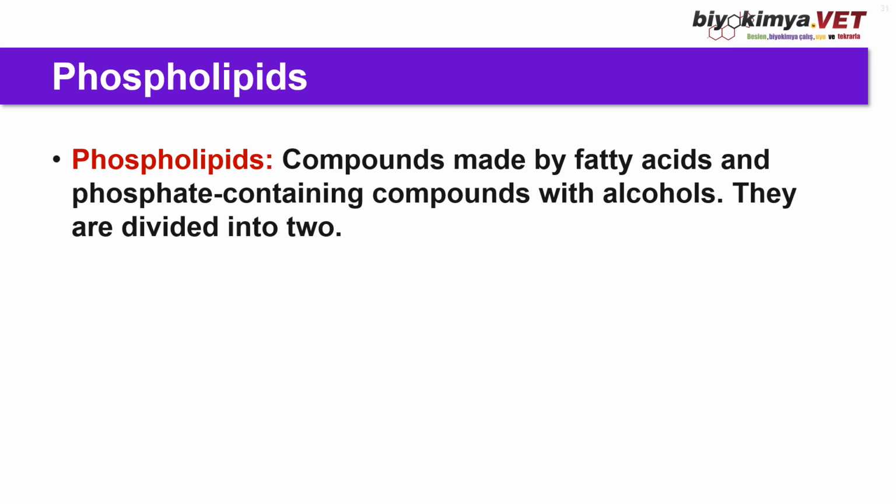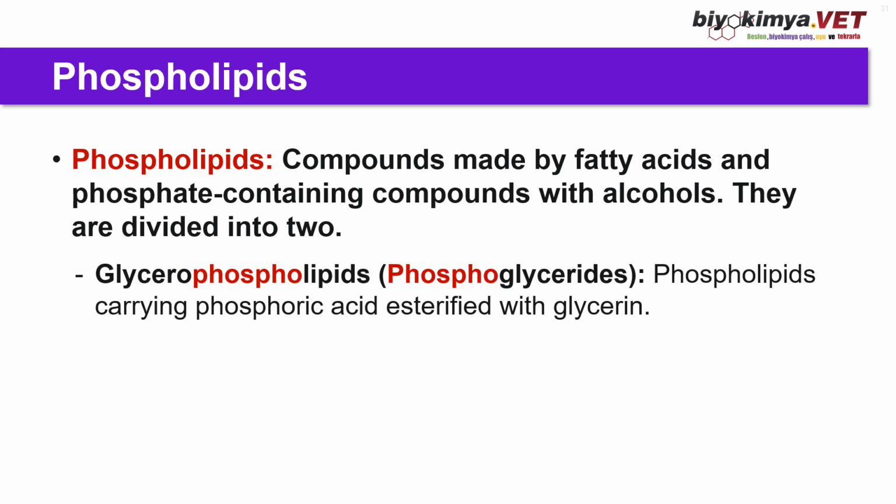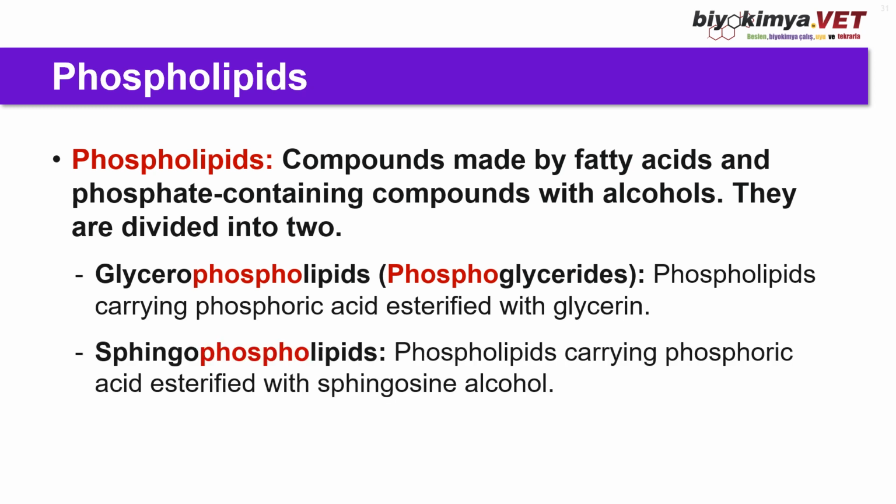And there are two types of phospholipids. The one is glycerophospholipids or phosphoglycerides, which lipids part 2 includes. They are the phospholipids carrying phosphoric acid esterified with glycerin. And the second one is sphingophospholipids, and lipids part 3 includes sphingophospholipids. They are the phospholipids carrying phosphoric acid esterified with sphingosine alcohol.